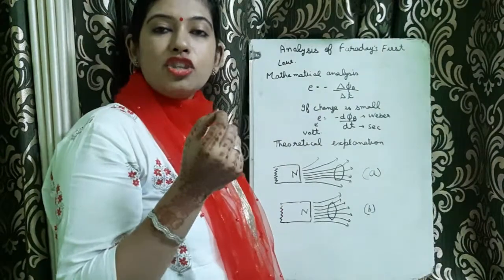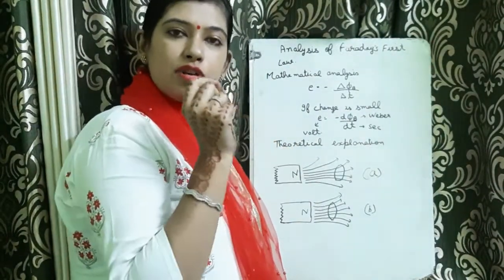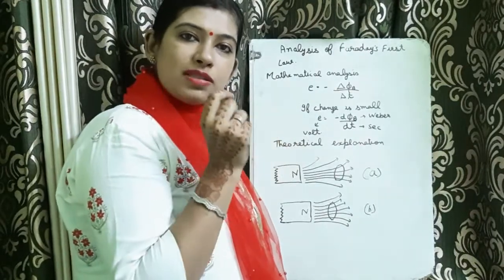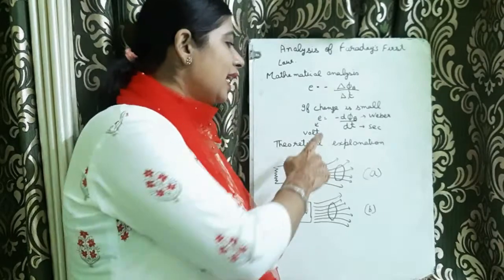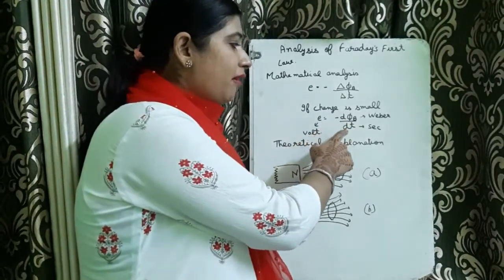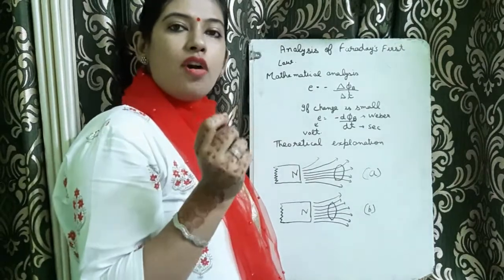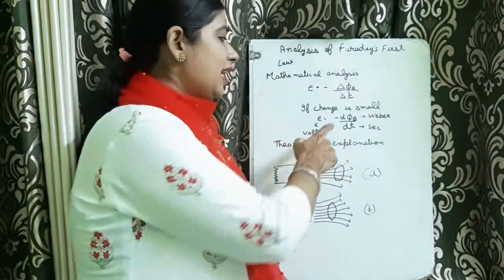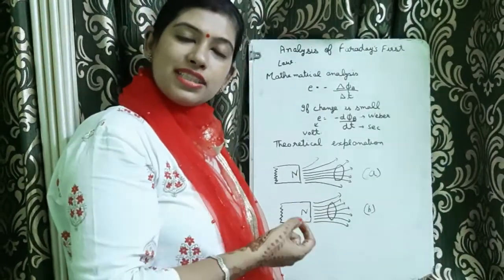Now, if the change in the magnetic flux is very small and it occurs in a very small period of time, then e is equal to minus d phi B by dt, where d phi B is a very small change in magnetic flux and dt is the corresponding change in time.